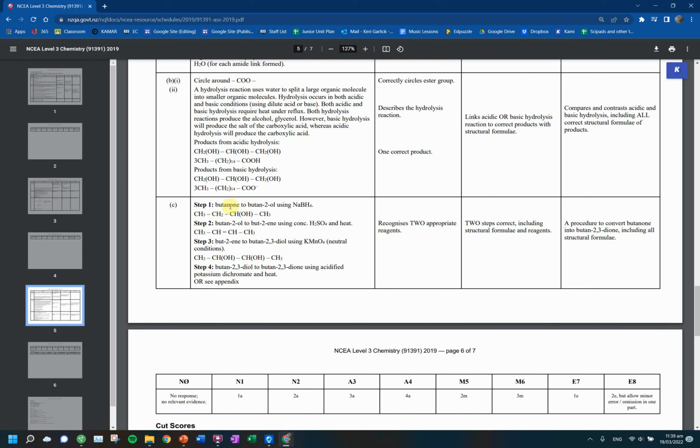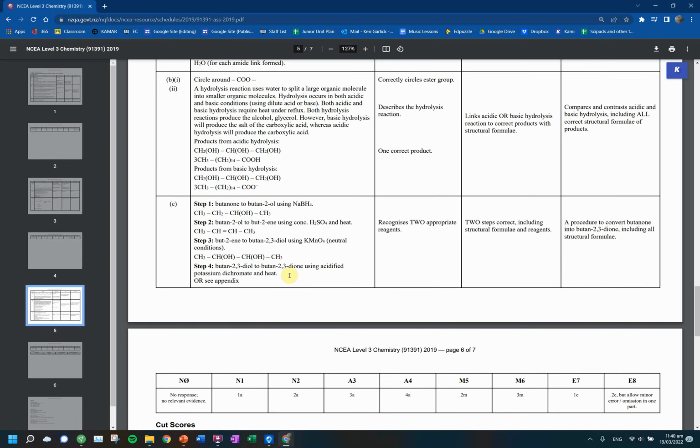So it says butene to butanone using, and then I'm going to write in the reagent because Miss does not have that reagent memorized for some reason in her head. Okay. Cool. And then here's the second one. Oh, I got that one right.